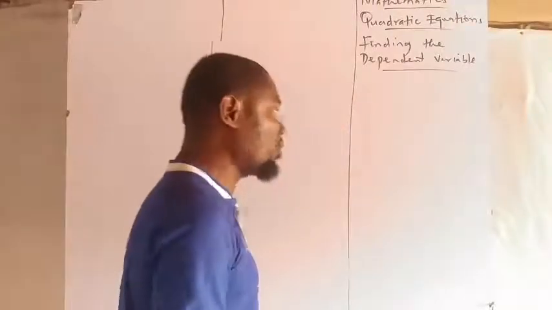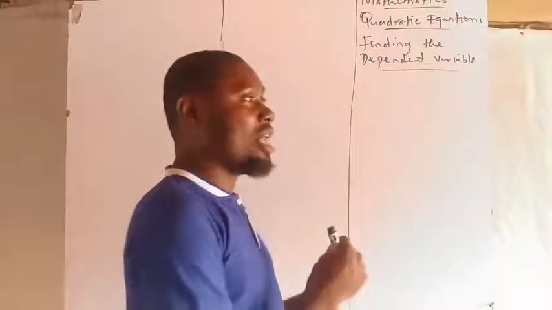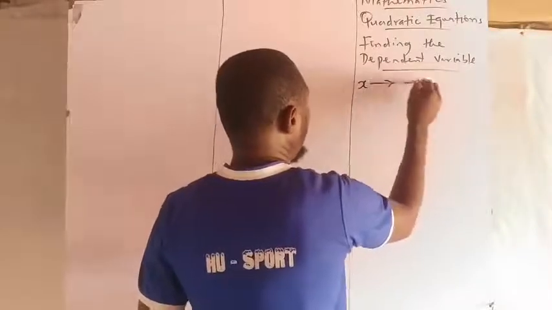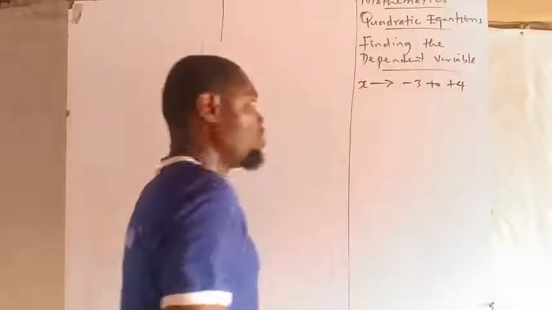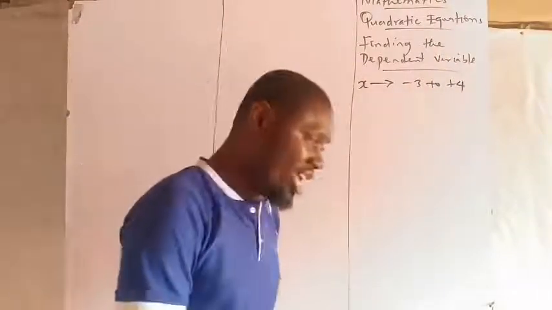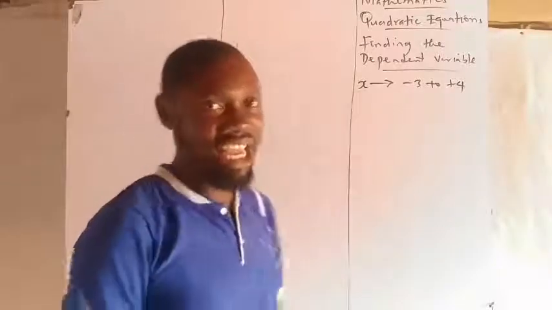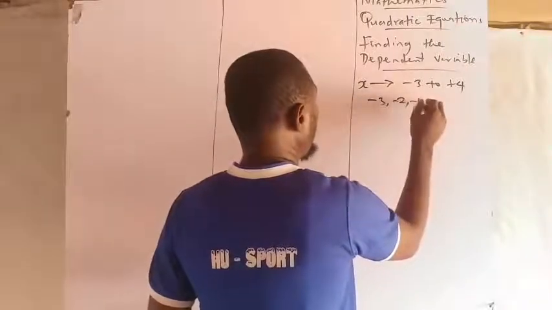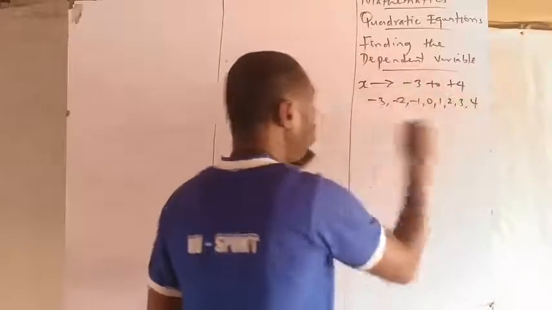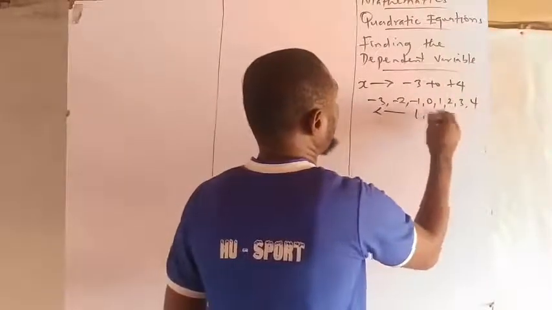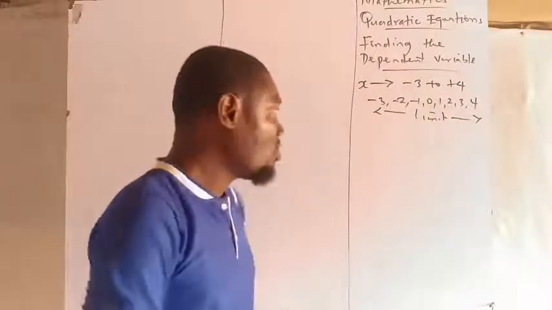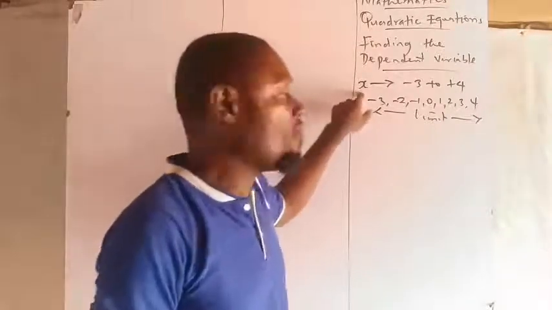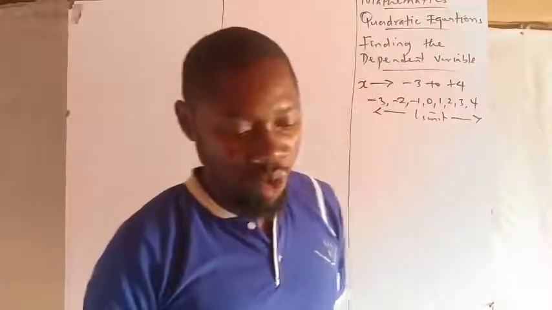For instance, they can tell you that x ranges from -3 to +4, which means the values of x, the independent variable, will be -3, -2, -1, 0, 1, 2, 3, and 4. That is the limit. So these are the changes that will occur on the independent variable, x, to help you find out what the dependent variable, y, will be.